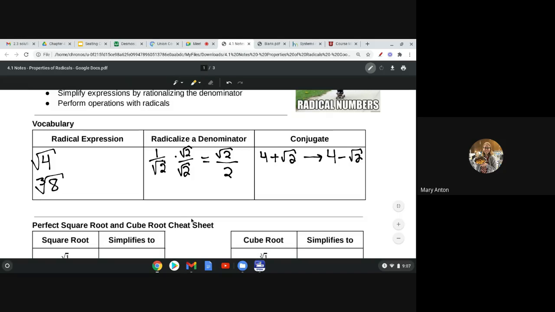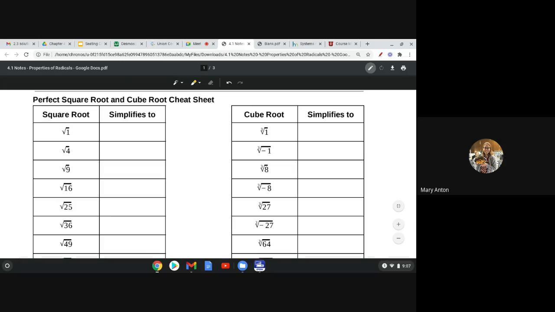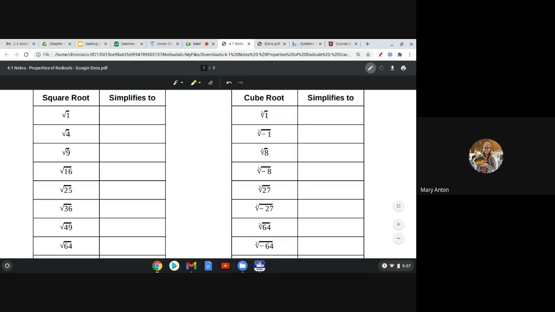All right, and then I'm not sure where we're at in finding and simplifying square roots and cube roots, so I thought I'd give you a cheat sheet here to help you figure out what the perfect square roots and perfect cube roots are. What I mean by that is, hey, class, can you find the square root of 3, for example? Something times itself equals 3. Can you find a number that does that? No.